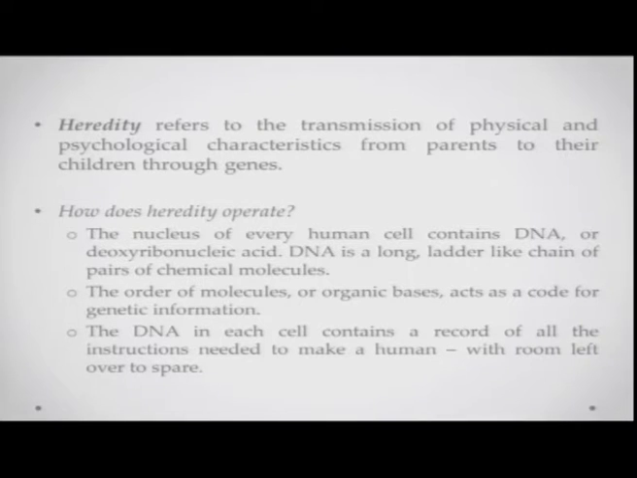Now, the DNA in each cell contains a record of all the instructions that are needed to make a human being, and there is obviously much more room left to spare. So, the idea is all the physical characteristics, how from conception the genes from the mother and the father are combined, and what kind of individual biologically will be formed is also coded into genes. What kind of individual psychologically will be formed is also coded into these genes.